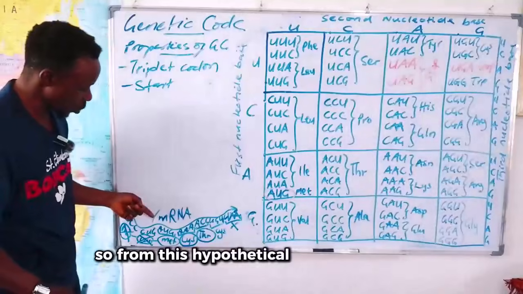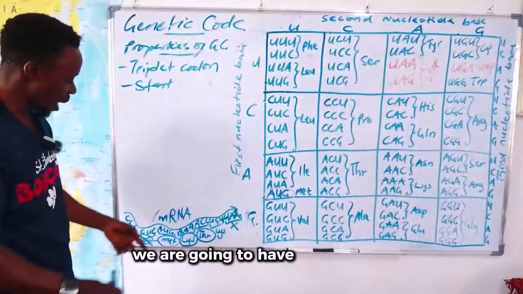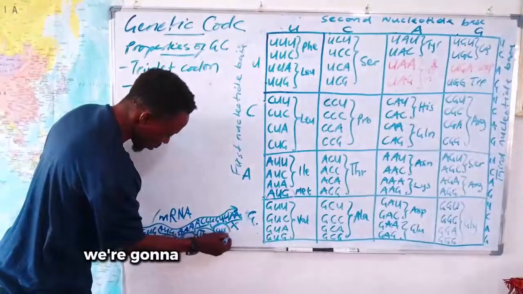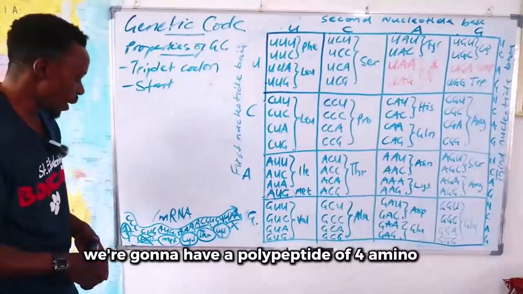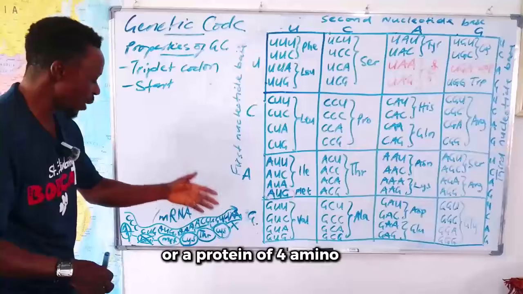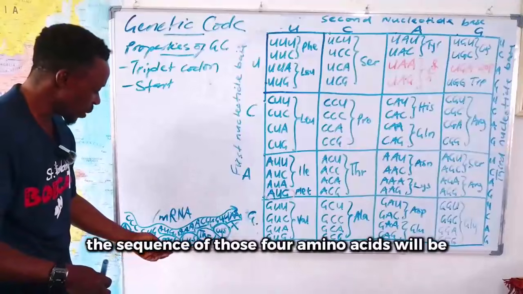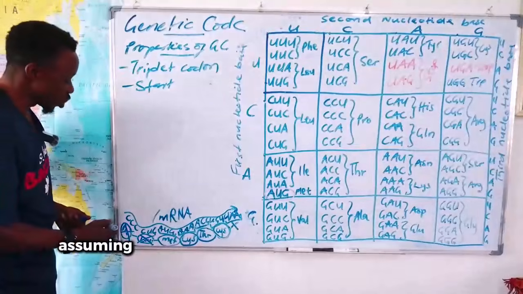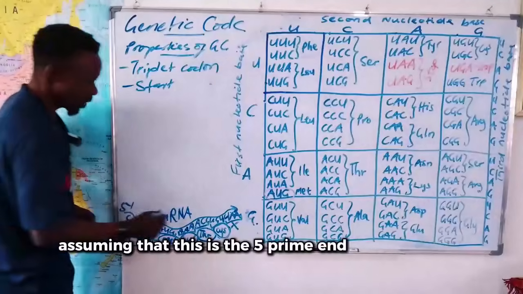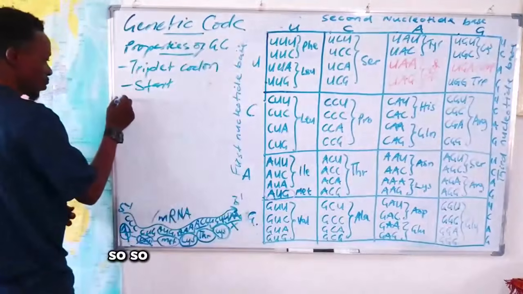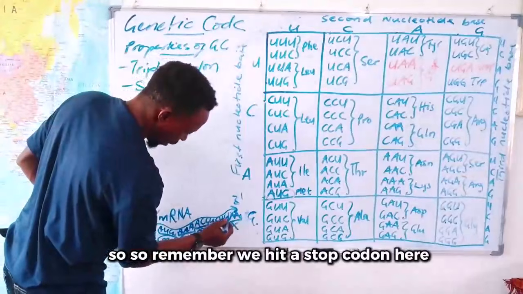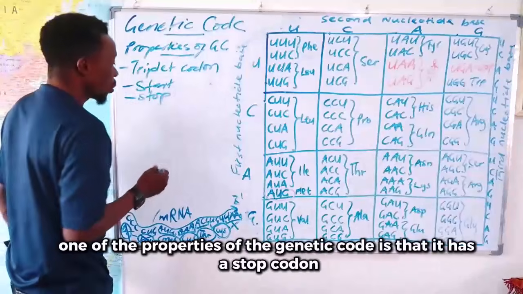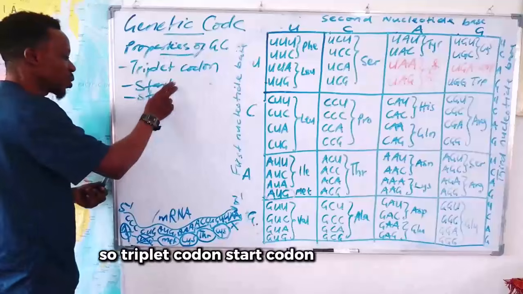So from this hypothetical mRNA we have here, we are going to have a polypeptide, or a protein, of 4 amino acids. The sequence of those 4 amino acids will be methionine, lysine, threonine, and cysteine. That means assuming that this is the 5' end and this is the 3' end. Remember we hit a stop codon here, UAA, meaning that one of the properties of the genetic code is that it has a stop codon. So triplet codon, start codon, and stop codon.